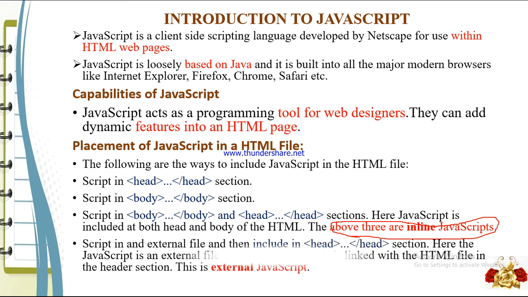Next, external JavaScript. The external JavaScript is included in the head, between the open head and close head section. Here the JavaScript is in an external file, and the JavaScript file is linked to the HTML file in the header section. So it is called external JavaScript. Okay, so inline JavaScript and external JavaScript are very important.